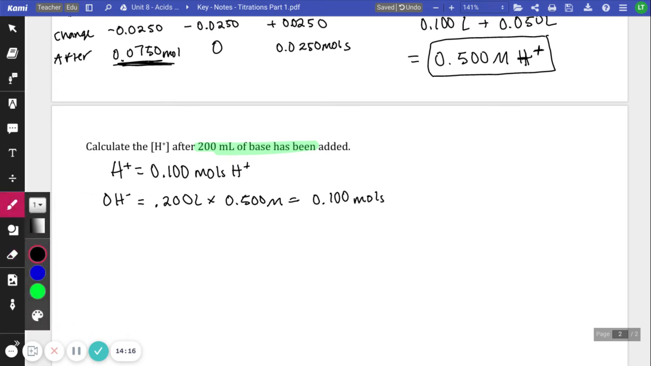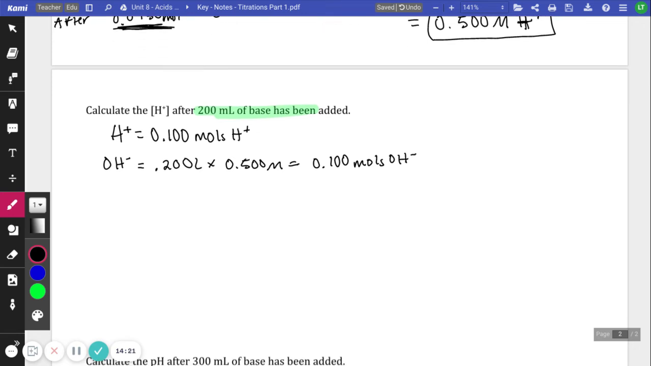0.100 moles of hydroxide. Okay, so now let's do our BCA. Our net ionic equation, again, because it's a strong acid and a strong base, is H plus plus OH minus yields H2O. So before our reaction takes place, we have 0.100 moles of hydrogen. We also have 0.100 moles of hydroxide, and we have no water.